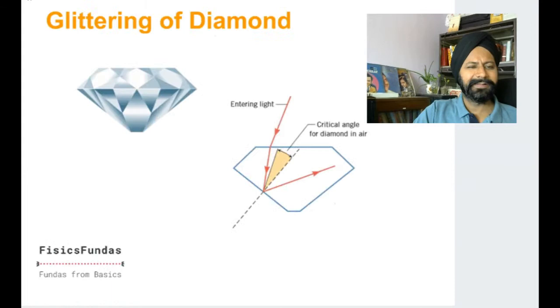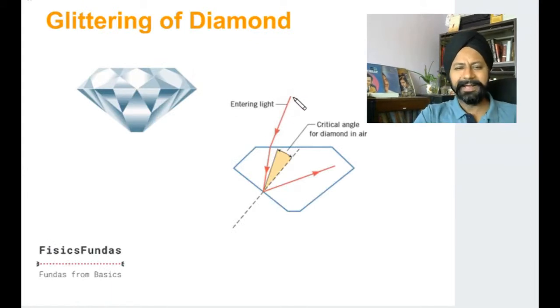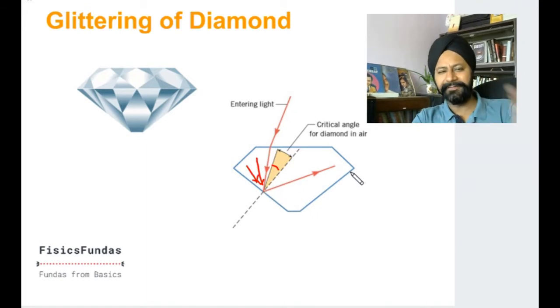So let's see how that helps now. Light is going into the diamond here, and see, this is 24, a tiny angle there. So all the light that is at this angle, all that light is going to be reflected back.